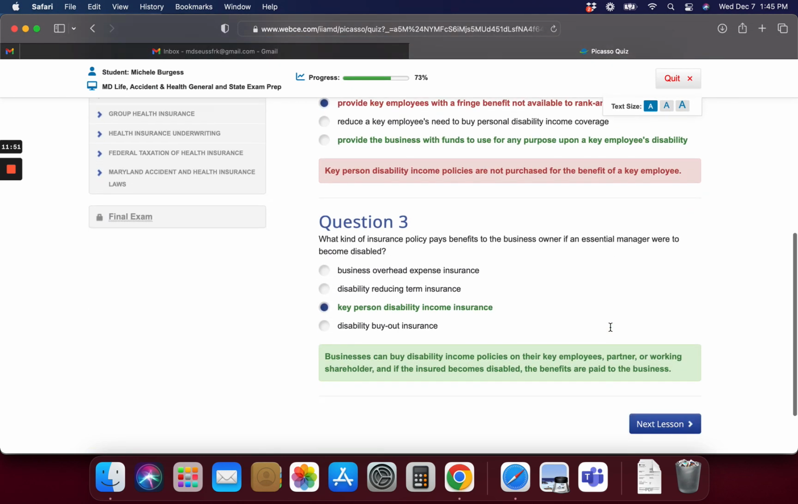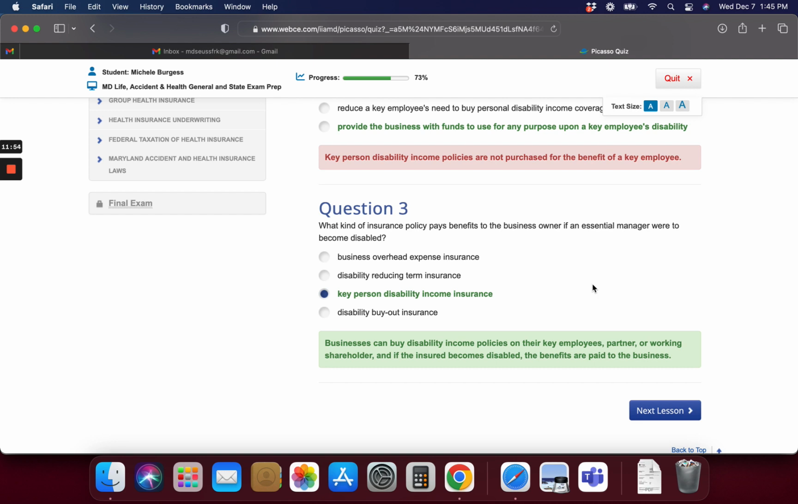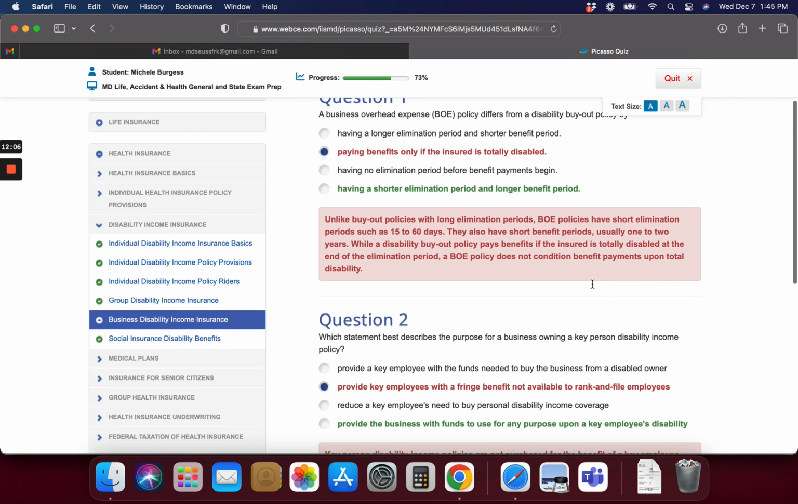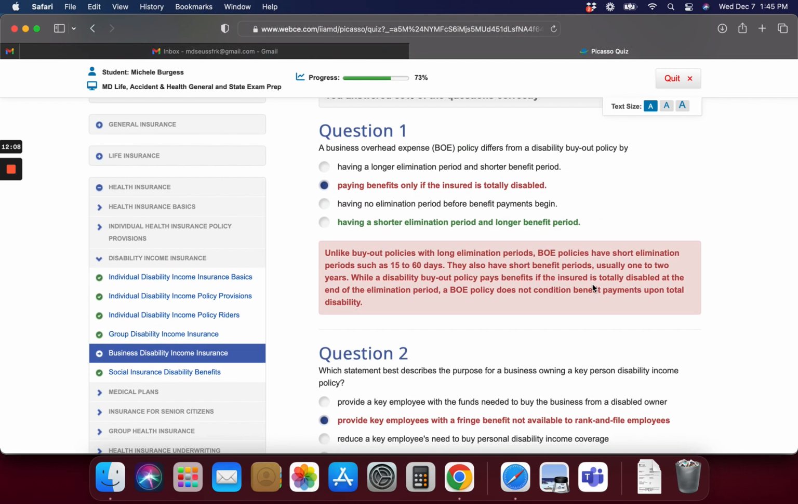33%, which means I only got one right. So I got the last one right. Key person disability insurance policies on key employees, partners, working shareholders if the insured becomes disabled. A BOE policy differs from a disability buyout policy, having a shorter elimination period. Unlike buyout policies with long elimination periods, BOE policies have short elimination periods, such as 15 to 60 days. They also have short benefit periods.